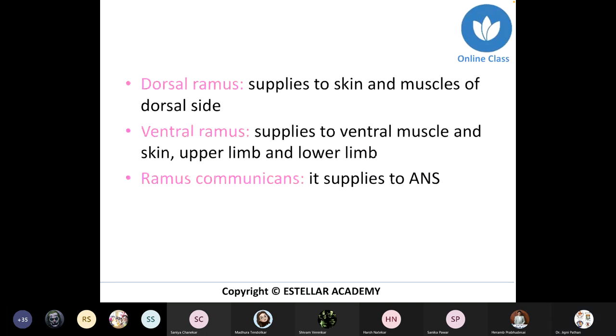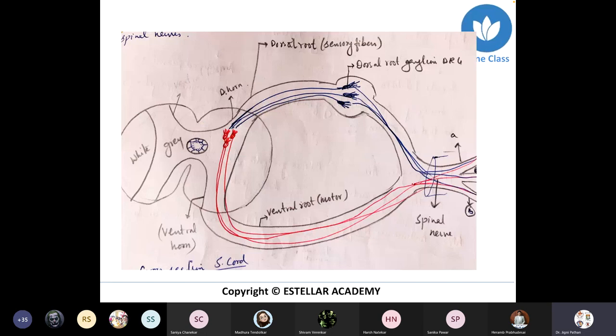Now, dorsal ramus. Before we discuss this further, please draw this structure. Last time, in the last diagram, we drew until the dorsal horn. And this is a ventral horn, right? The dorsal horn continues into the dorsal root. The ventral horn continues into the ventral root. And you have written the dorsal root contains sensory fibers and the ventral root contains motor fibers. You have already done that, okay?